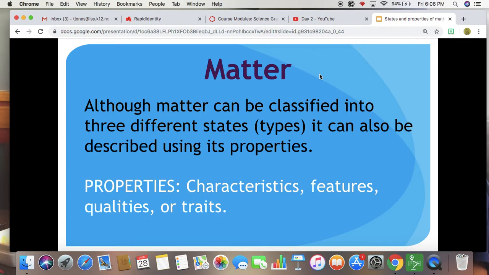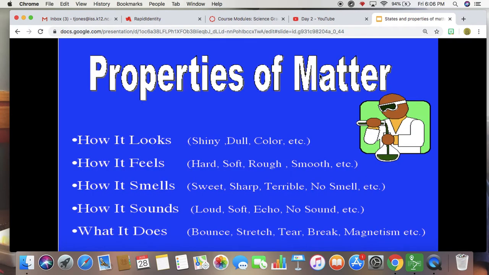Although matter can be classified into 3 different states, it can also be described using its properties. And this takes us to the next step of our states of matter. Matter has specific properties. It talks about its characteristics, its features, its qualities, or its traits. Properties of matter can involve all of the different senses, so how it looks, how it feels, how it smells, how it sounds, and what it does.